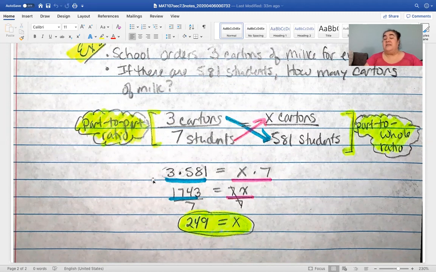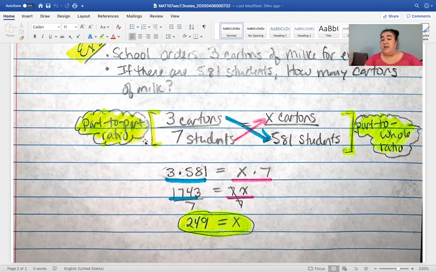Now we have this nice little equation where we have 7X equal to a quantity, and we can go ahead and solve for X by dividing by 7 on both sides. When we do that, we have that X is equal to 249, meaning that the school would have to order 249 milk cartons for its 581 students if they want to use 3 cartons for every 7 students.